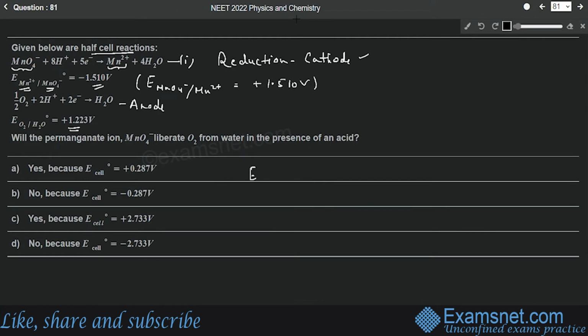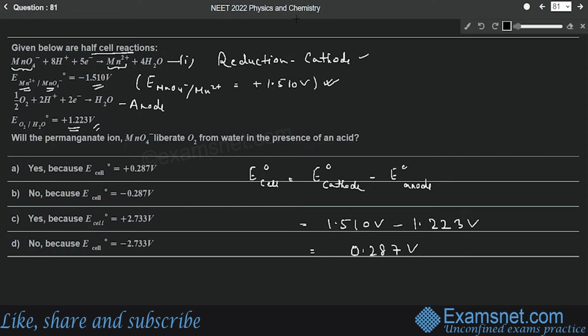Now we have to find out the E naught cell, and that is equal to E naught cathode minus E naught at the anode, right? So here E naught cathode is 1.510 volt. So 1.510 volt minus anode is 1.223, right? So 1.223 volt. Now if we subtract this, we'll get 0.287 volt, right?